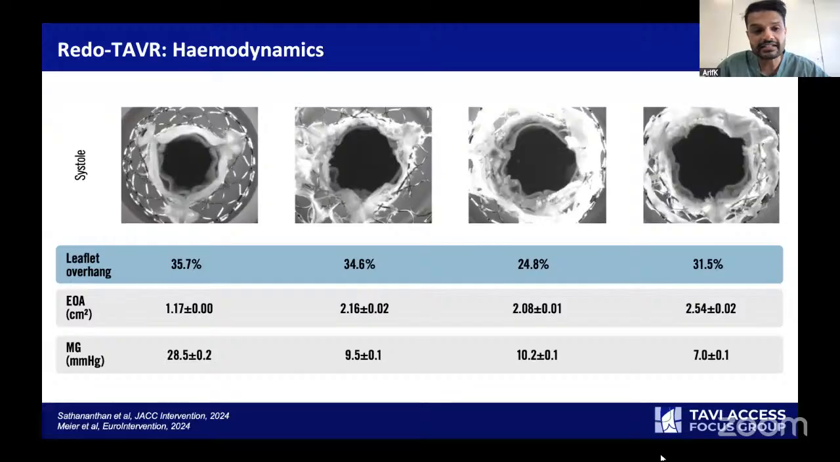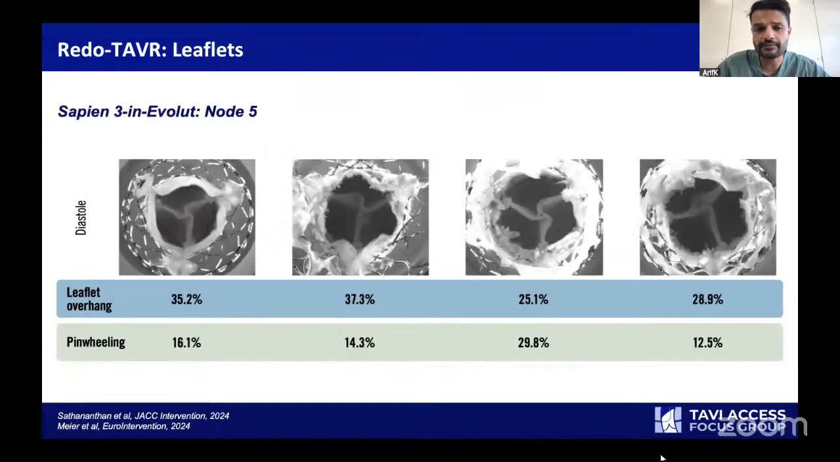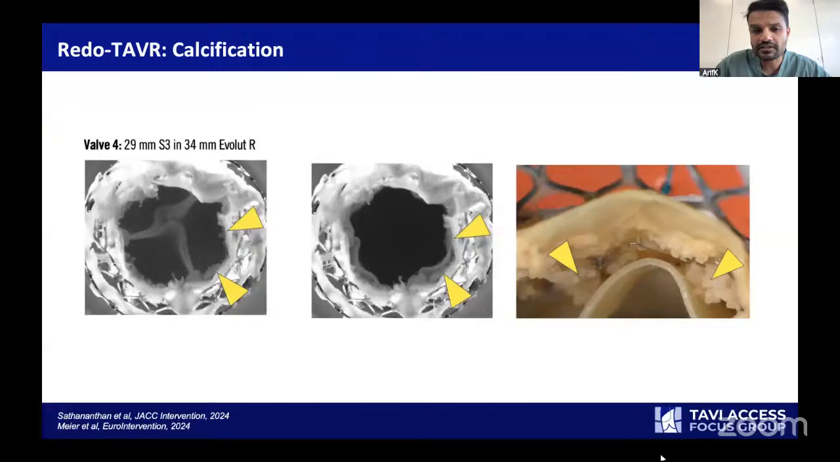You maintain that leaflet overhang. You get probably high gradients on the small end, which is to be expected, but your gradients are otherwise okay. And what's really interesting when you look at the leaflets, you still do have this leaflet overhang, and it's not affecting the gradient so much, but you've got quite a lot of pinwheeling. If you look at the Sapien inside, you've got this complete disruption of what should be an ideal Mercedes-Benz sign, and that's what pinwheeling really looks like. You can begin to see some of the problems that might happen. Look here how these deposits of calcium are protruding through the frame. This is calcium on the Evolute valve, protruding through the frame, impacting the Sapien valve.